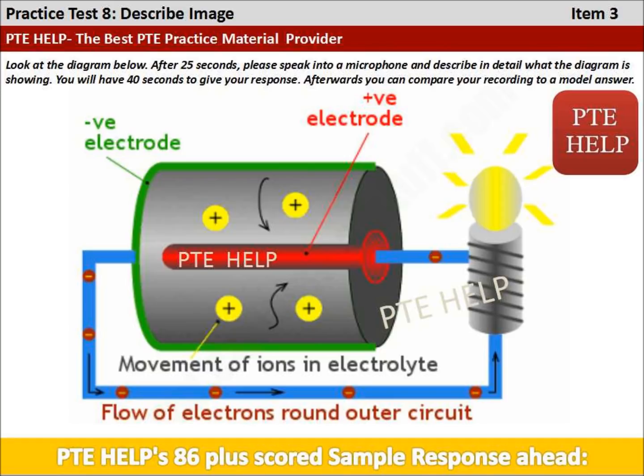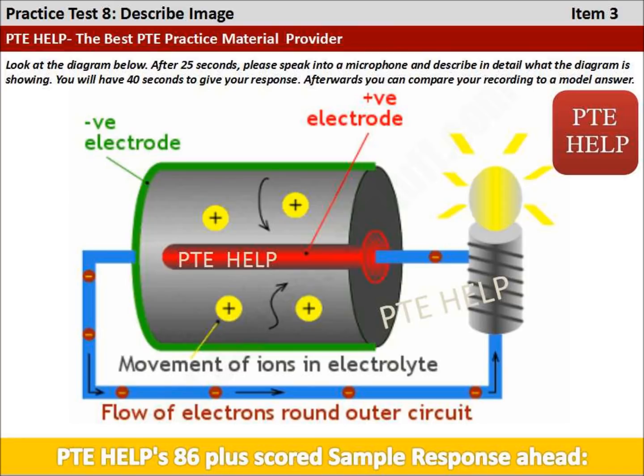This process represents the flow of electrons around the outer circuit. It can be observed that the positive and negative electrodes are separated by the chemical electrolyte. When you connect the battery to a lamp and switch on, the chemical reactions start happening.